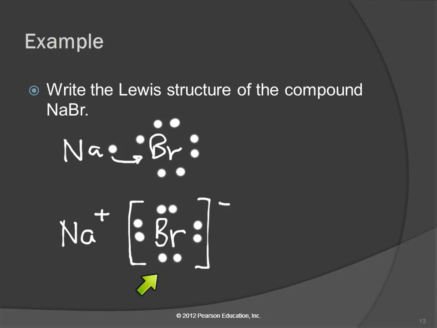So this is the Lewis structure for the compound. We're just showing the 2 ions sitting next to each other. They're attracted to each other. I just did this to help show you why they do that. Any questions?